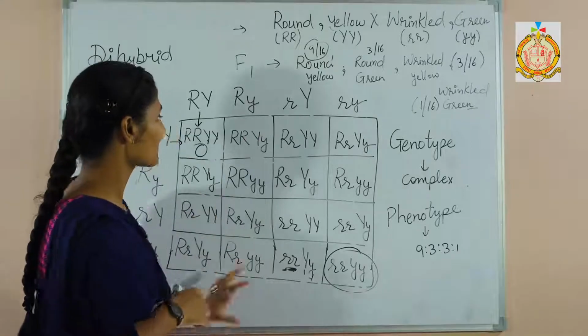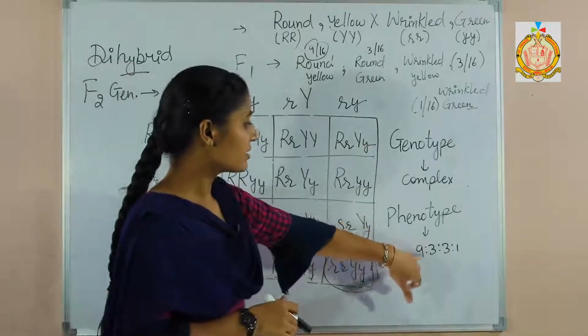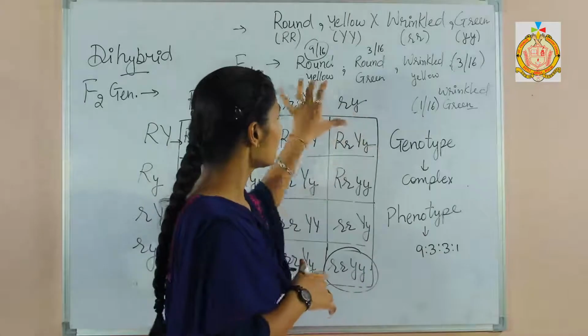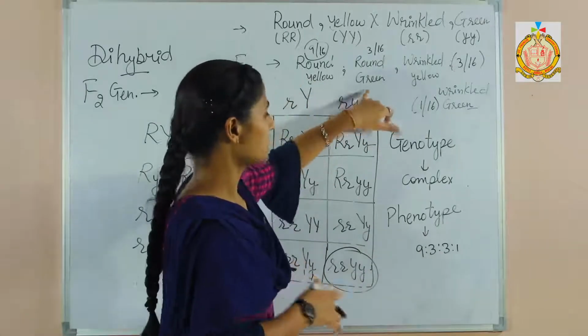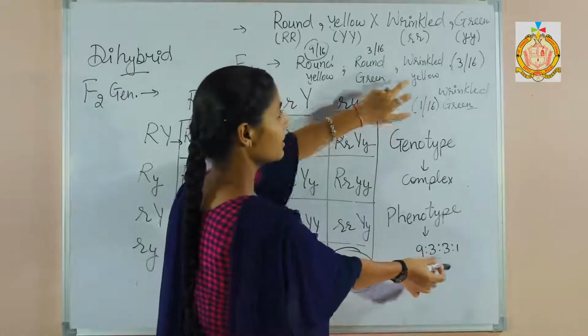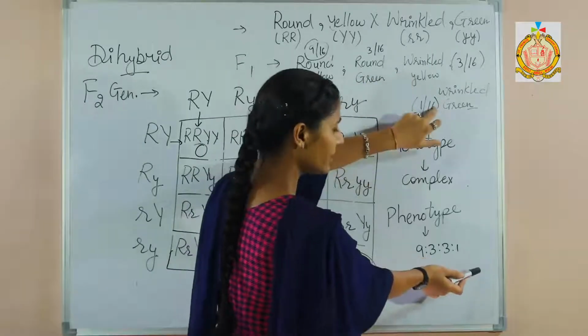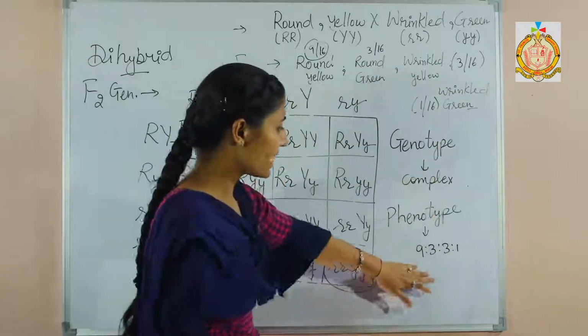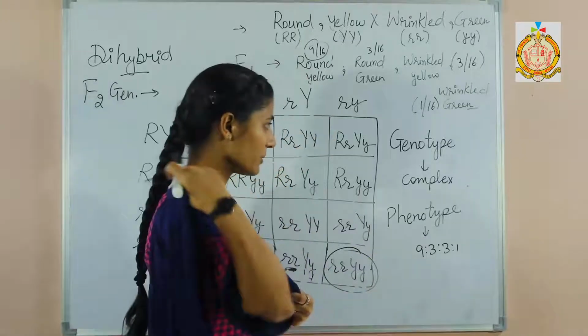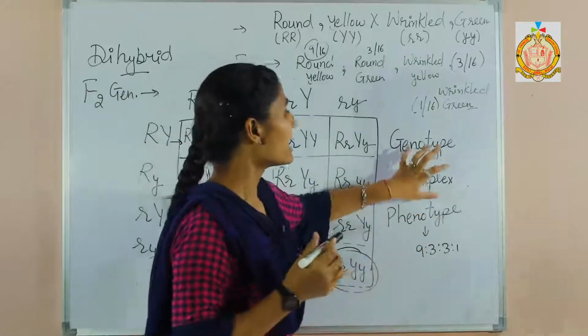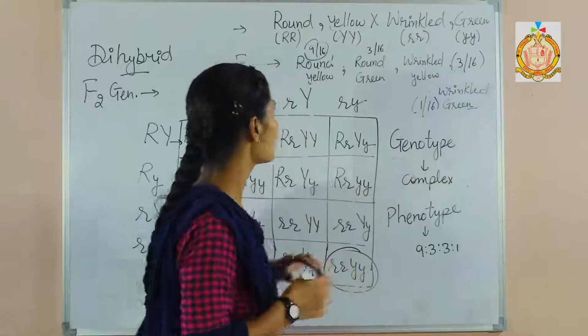I'm sorry about that. So if we talk about the phenomena they are showing from this one, 9 are round and yellow, 3 are round and green, 3 are wrinkled yellow, and only 1 is wrinkled green. By that way we have found the phenotype ratio, the phenomena they are showing, as well as if we talk about the type of genes they are having.